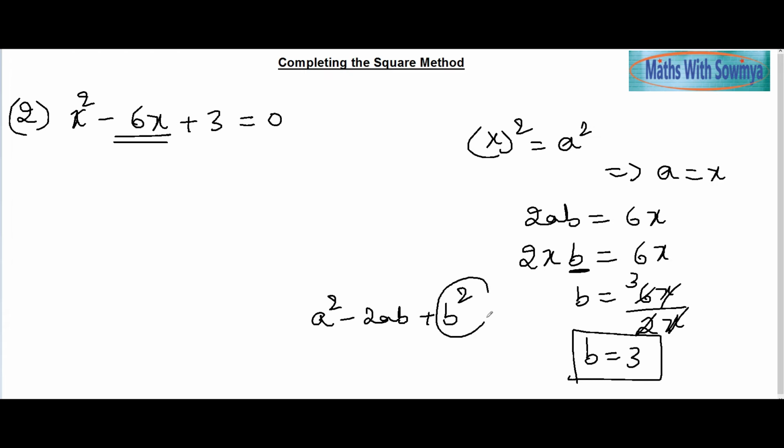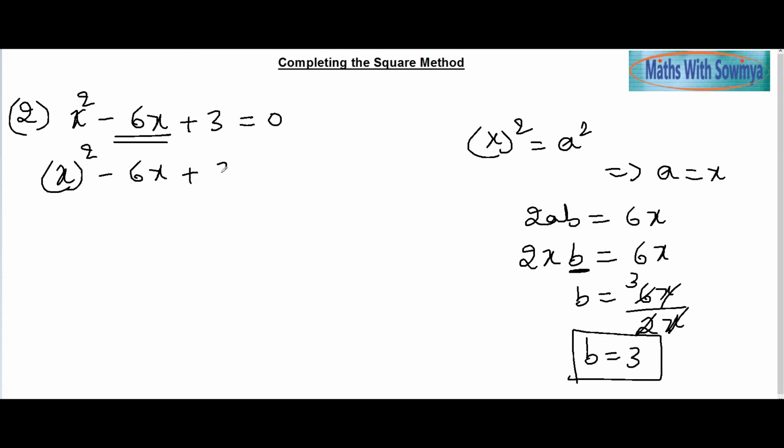So, b square I want. So, I'll say add and subtract b square. And here b is 3 for me. So, I'll say here add. This can be taken as x square minus 6x plus 3 is equal to 0.